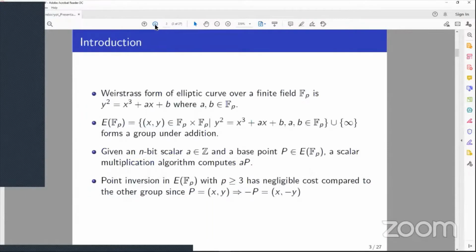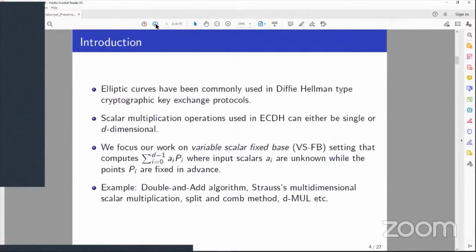First of all, these are the basic things. We know the Weierstrass form of the elliptic curve, and we know they form groups, and point inversion is very cheap. That's why we prefer to go for elliptic curves. For elliptic curve scalar multiplication, we can either go for a one-dimensional, or we can switch to multidimensional as well, where we calculate the summation of a_i P_i, where the a_i are the given scalars and the P_i are the given points.